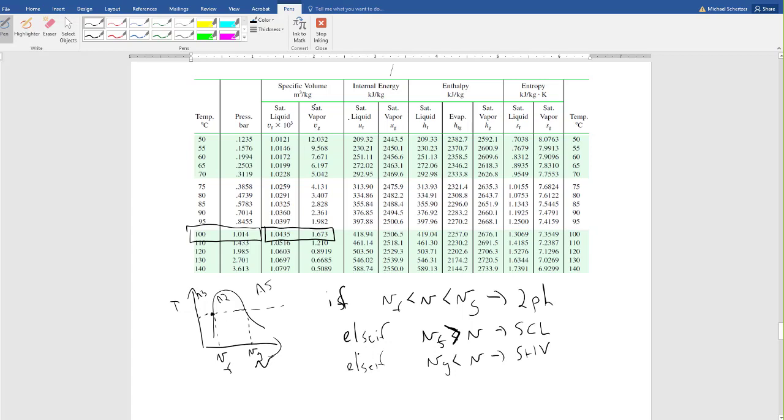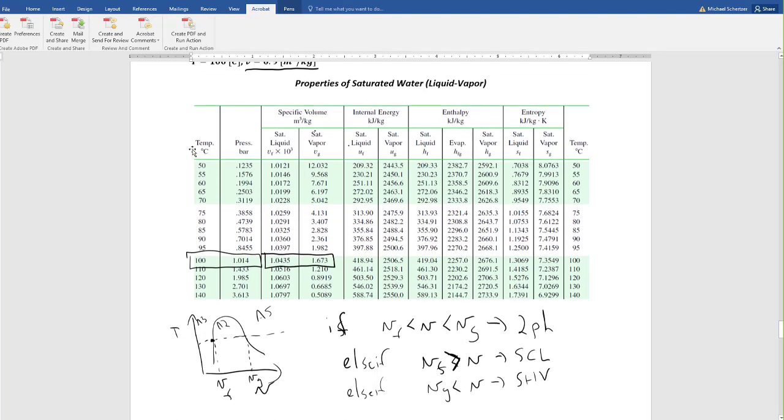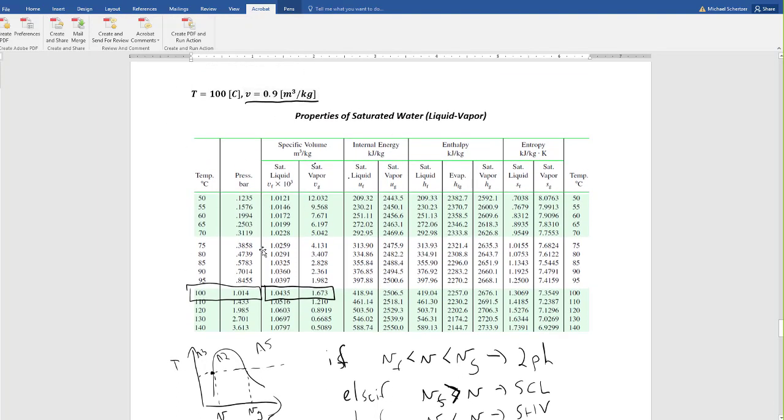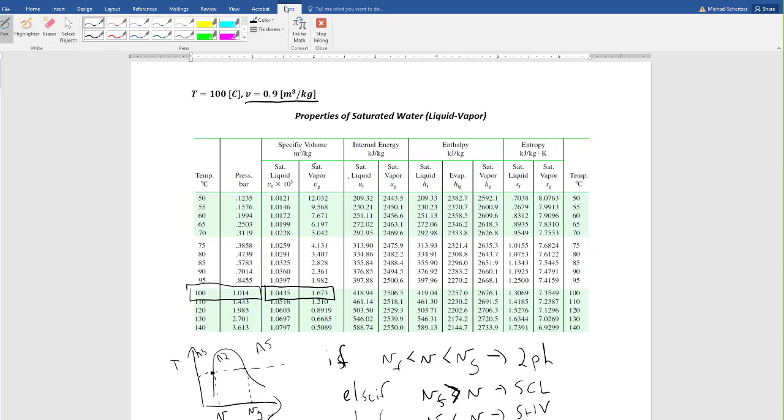So, what do you think? Who thinks it's a subcooled liquid? You don't have to raise your hand or anything. Who thinks it's a superheated vapor? And who thinks it's a two-phase mixture? When you first look at this, most people are going to say that 0.9 is less than 1.04, so it looks like this is going to be this.